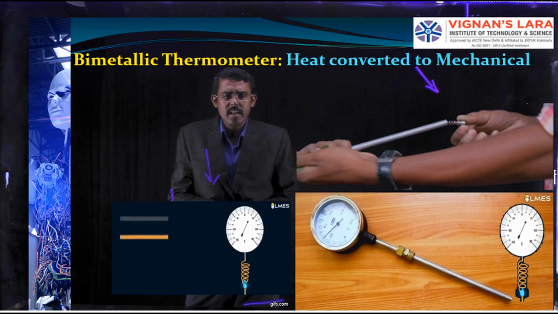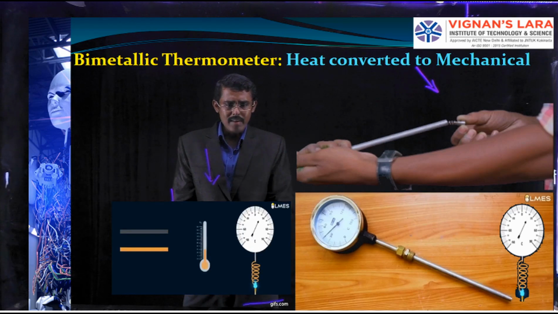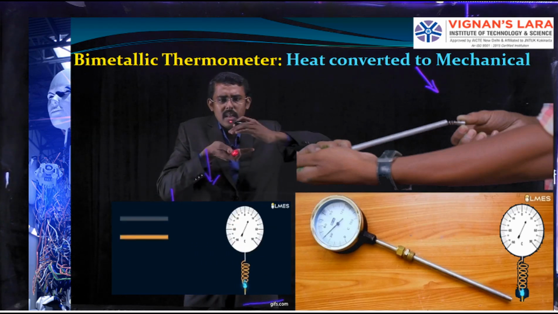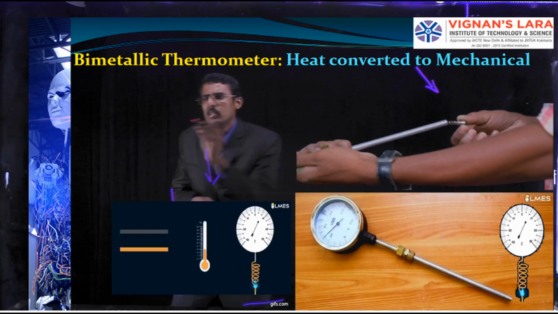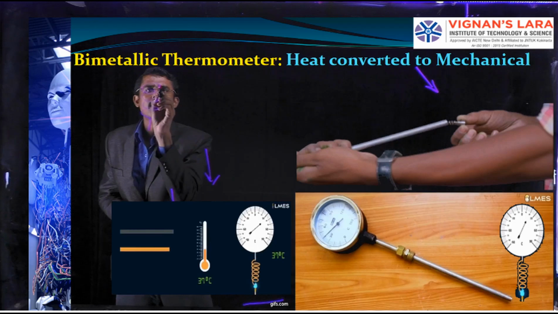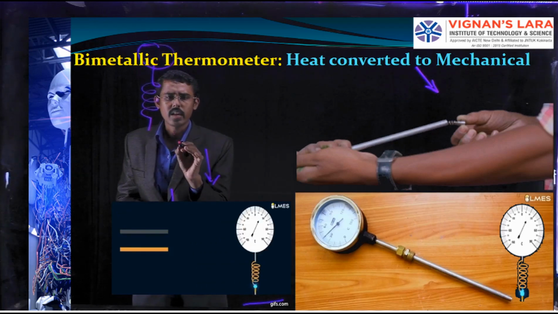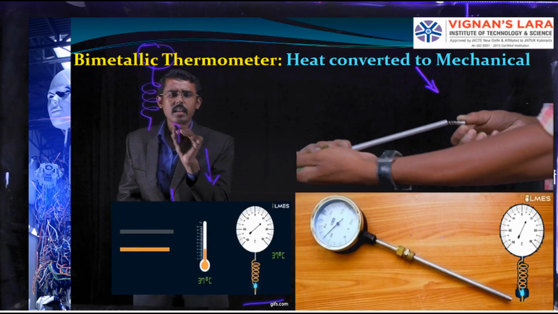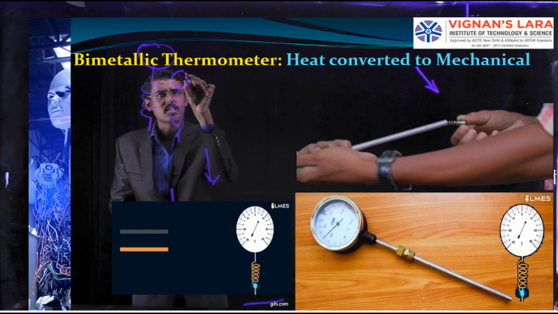The same thing, I am heating at the bottom. Due to the increase of heat, the bimetallic strip also expands. This expansion is connected to the point here. So I am heating here and it is connected over to the point. So I think you understand. The bimetallic strip is there, and this point is connected to the gauge.